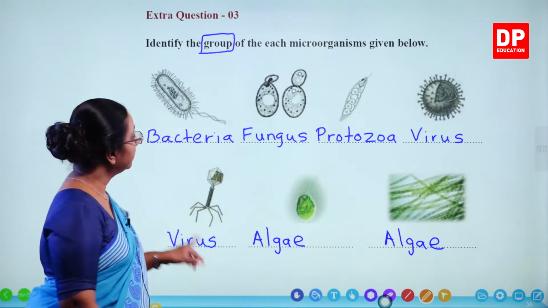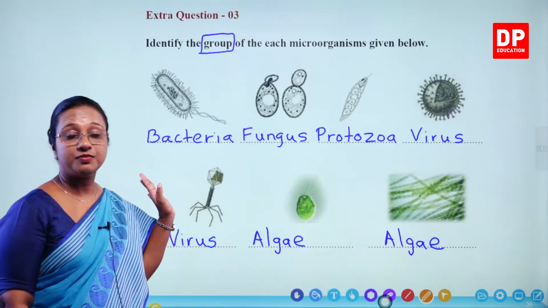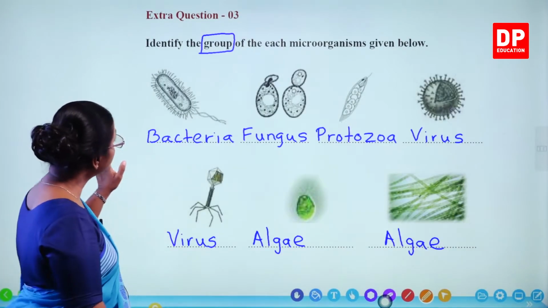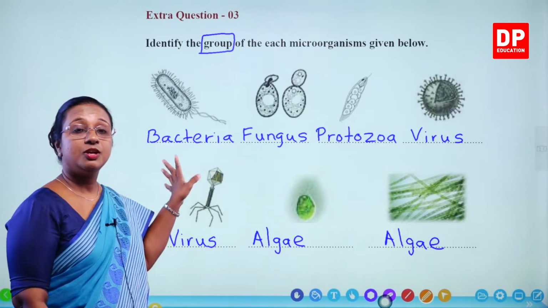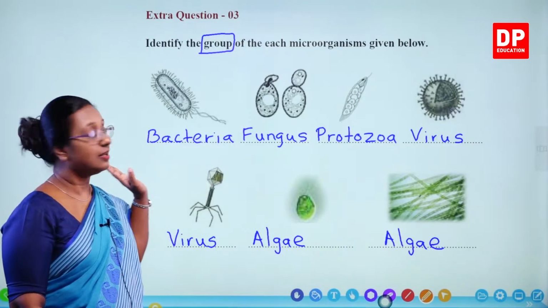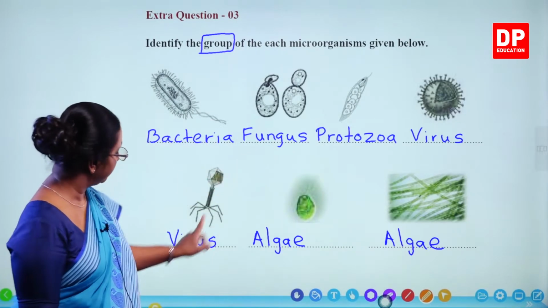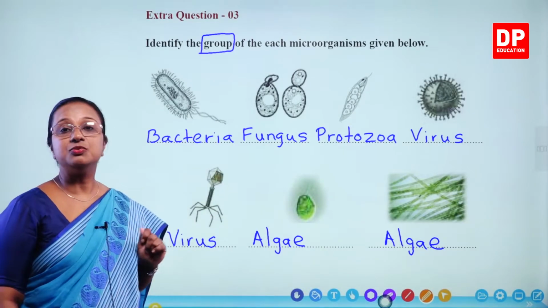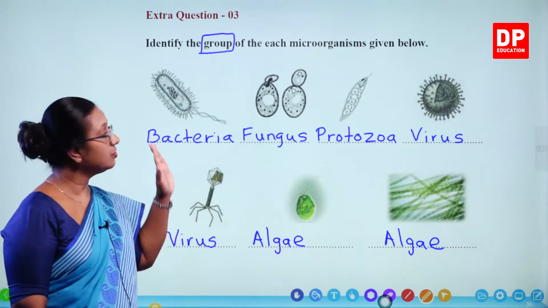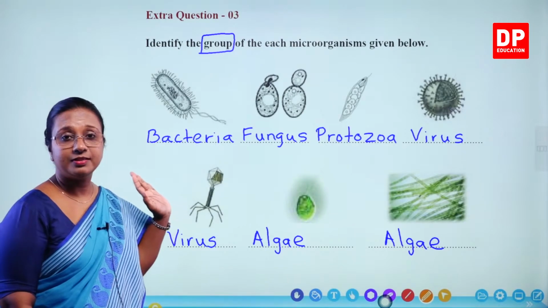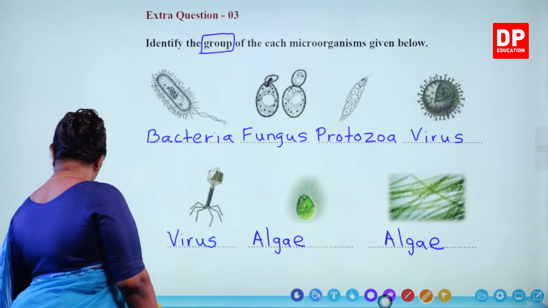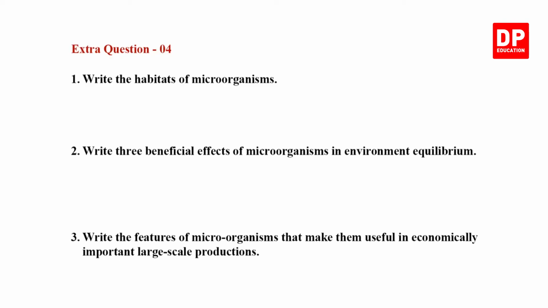So those are the groups of each of the microorganisms. Now there is no confusion in this, no. You all can easily identify them. Bacteria, fungus, protozoa, the two virus and the two algae. So I am sure you got everything right. Then I will move on to the next one.